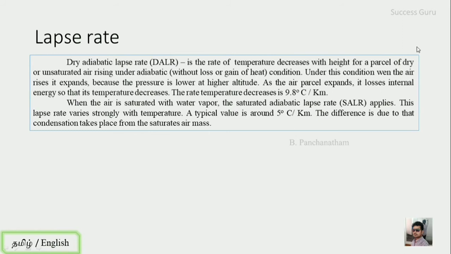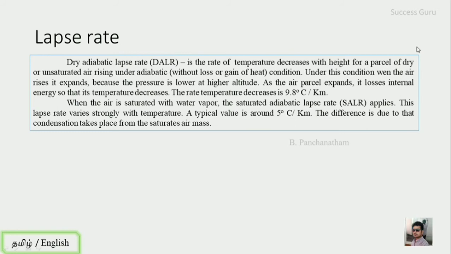So let me give you an average value. A typical value of the saturated adiabatic lapse rate is 5 degrees Celsius per kilometer. If you compare these two, the dry and the saturated, the saturated adiabatic lapse rate is very low, just a drop of 5 degrees per kilometer, whereas in terms of dry adiabatic lapse rate, the drop is 9.8 degrees Celsius, that is almost twice that of saturated.